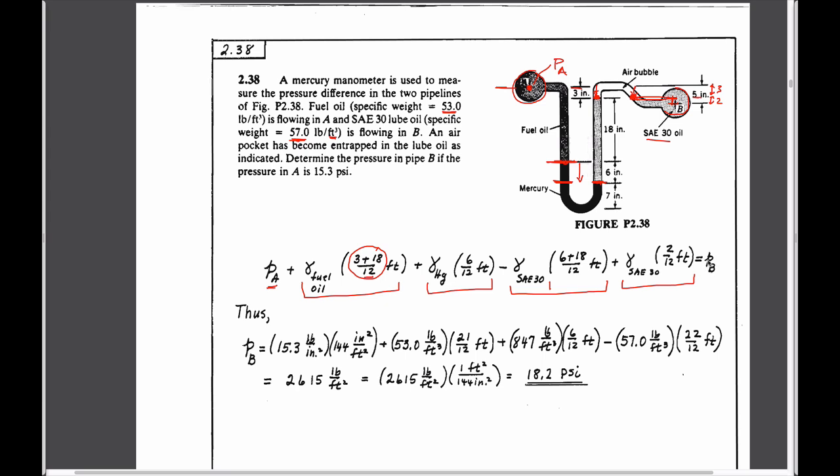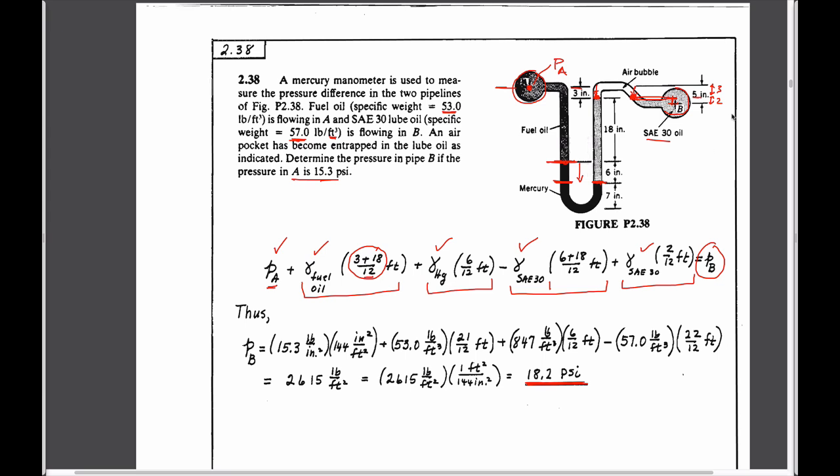So again, we're asked to calculate the magnitude of that. Well, we know the pressure in pipeline A. We know what the unit weight of the fuel oil is. We know what the unit weight of the gauge fluid is. We know what the unit weight of the other oil is. And the only thing we don't know is the pressure B. Substitute the different values, and we end up with the magnitude of the pressure B given as this magnitude here.